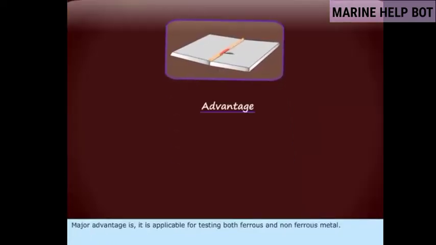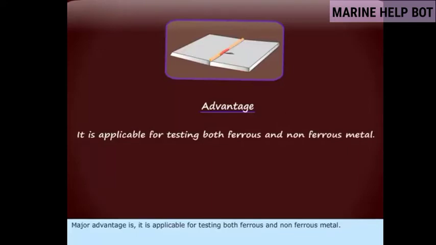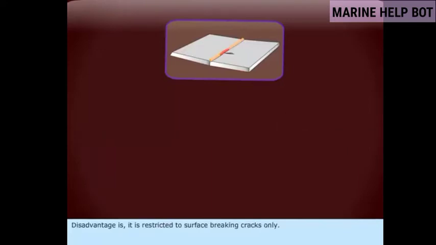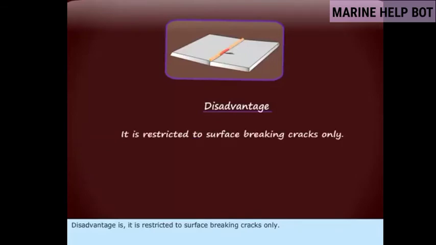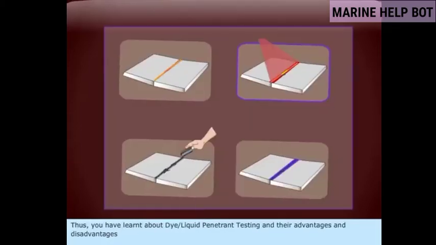Major advantages: it is applicable for testing both ferrous and non-ferrous metals. Disadvantages: it is restricted to surface breaking cracks only. So friends, hope you have got how we do dye penetration test.